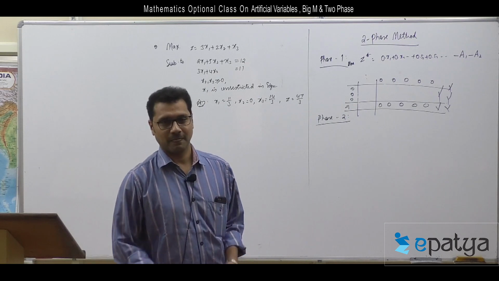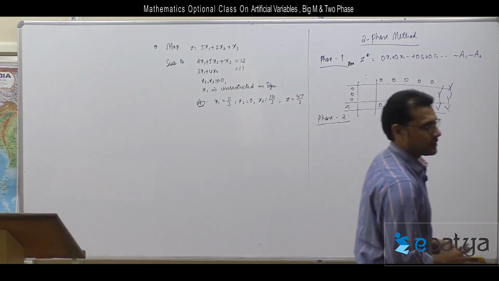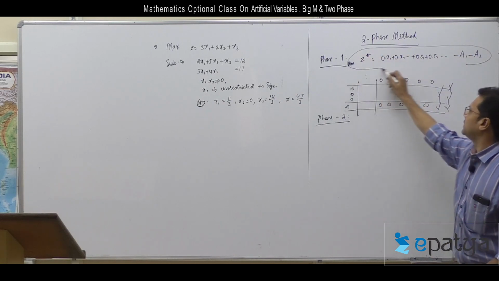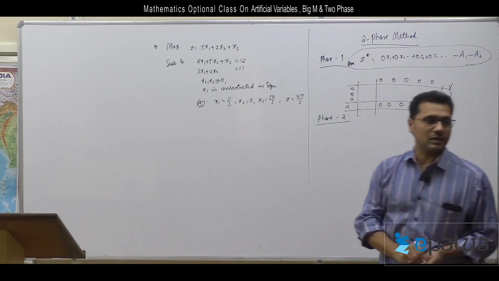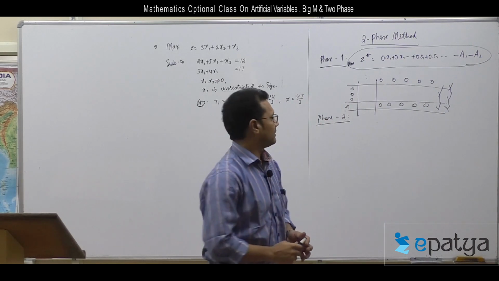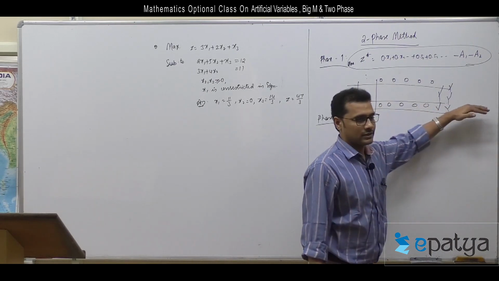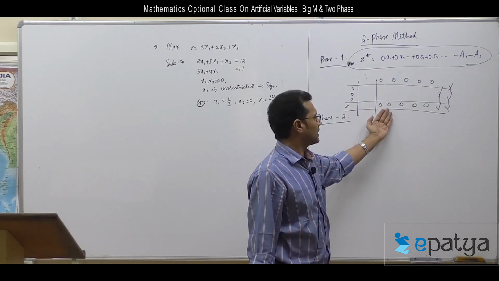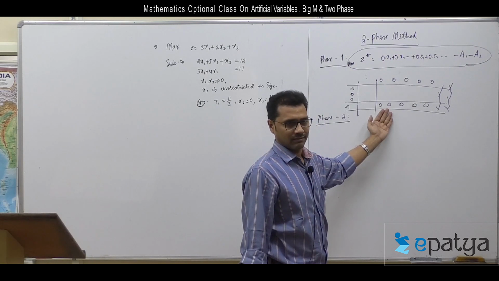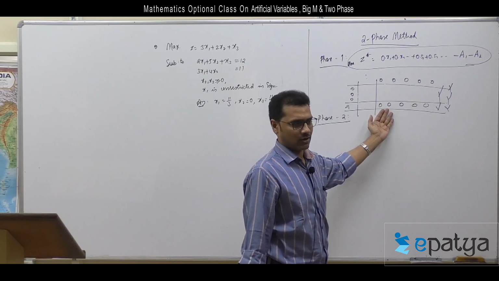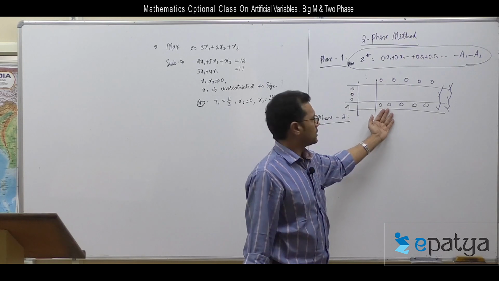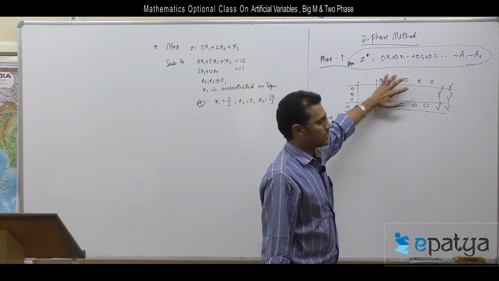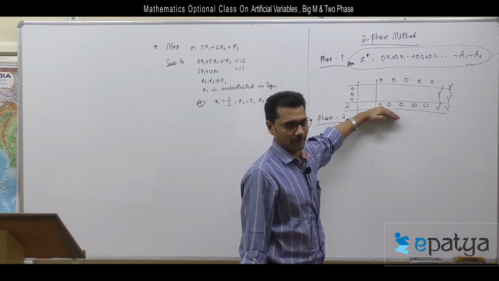In phase 1, when all the artificial variables leave the basis with this objective function, the delta j's you will get are zeros. All net evaluations come out to be 0. This is the end of phase 1 because all delta j's are non-negative. They are not negative. Equal to 0 is okay. So delta j's are greater than or equal to 0. Therefore, optimality is reached. This is the end of phase 1.